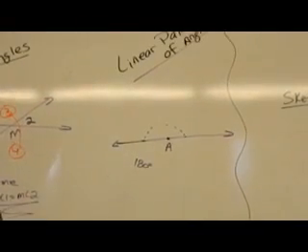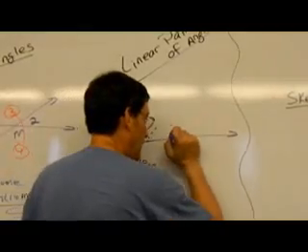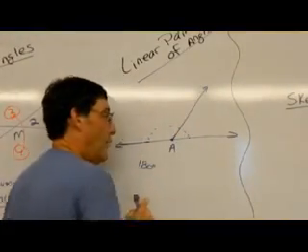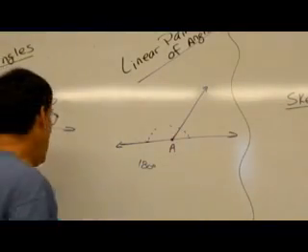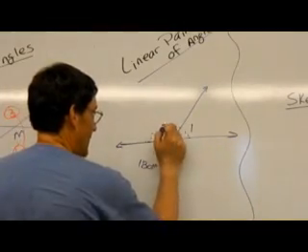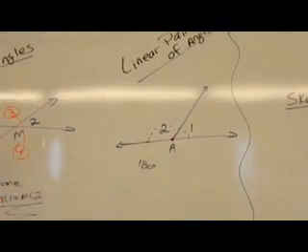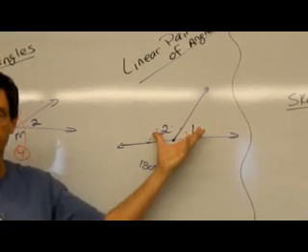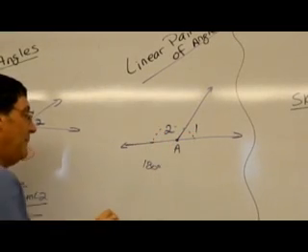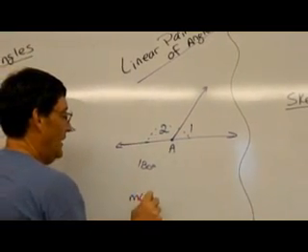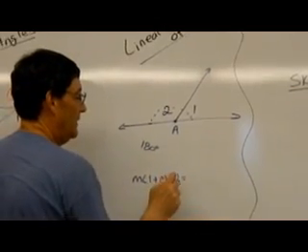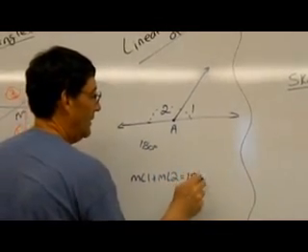180 degrees. So if I draw another ray out of here, and I now have in my picture angle 1 and angle 2, what do you suppose you know about angle 1 and angle 2? Well, what's going to happen basically is this: the measure of angle 1 plus the measure of angle 2 is going to be equal to 180 degrees.